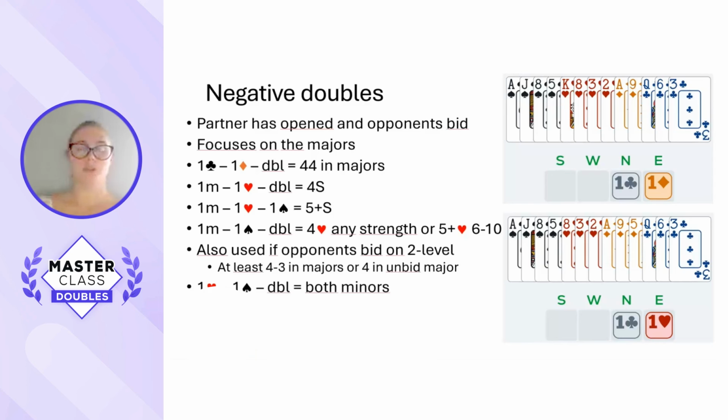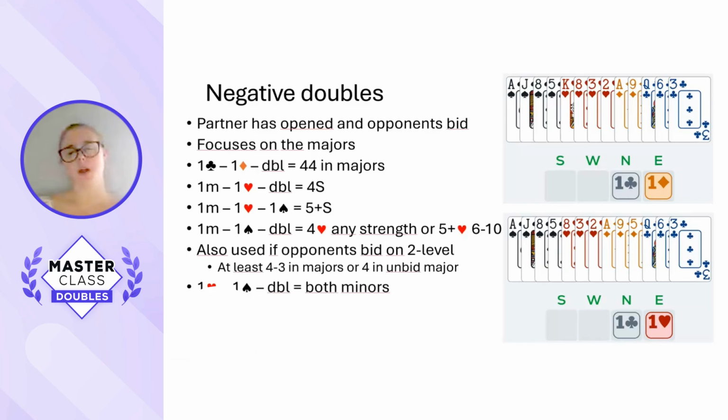So if partner opens a club and opponents bid 2 diamonds, a double will show 4-4 in the majors. If one of the suits is longer, we typically start by bidding that suit and come back with the other suit, because we want to focus on the longest suit.